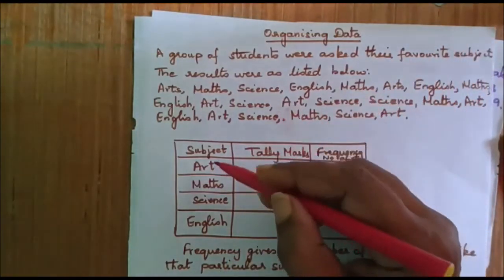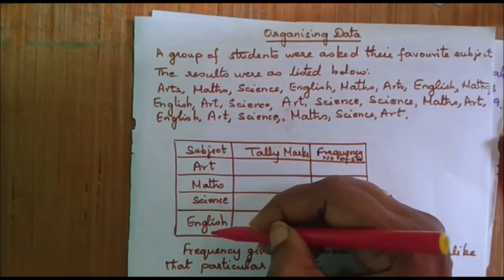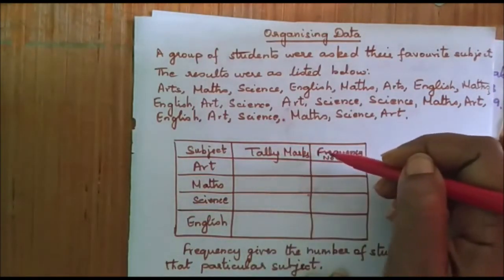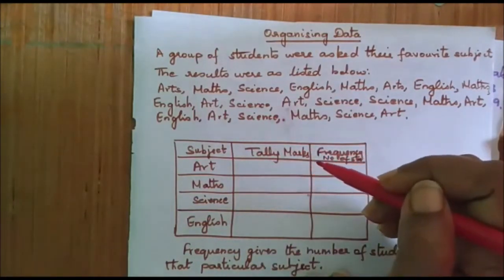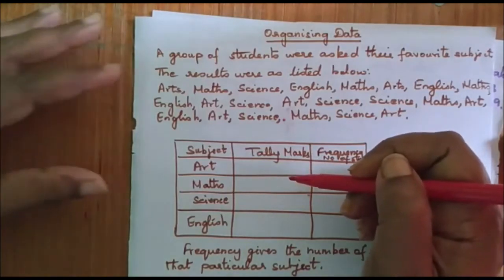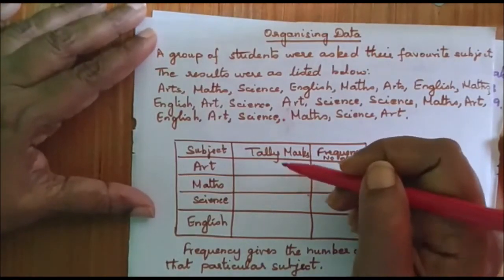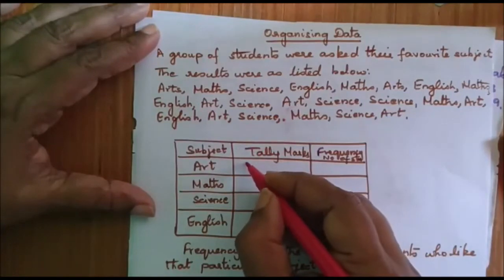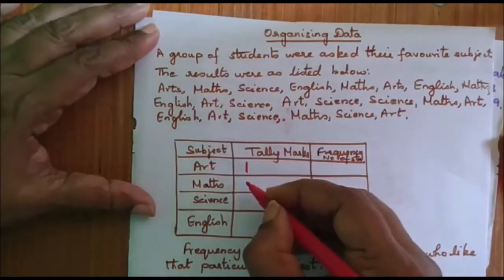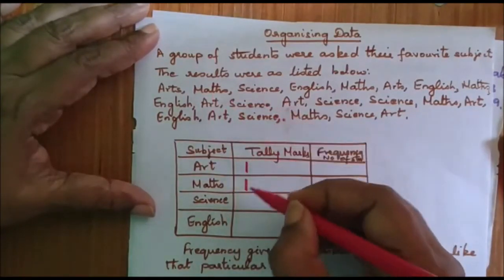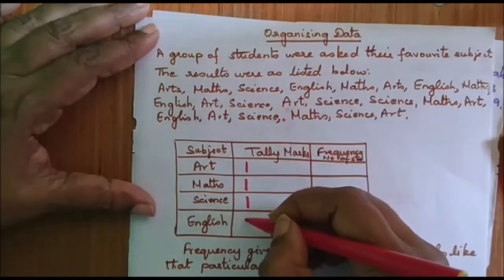How can we do it? We'll arrange the subjects in one column, then tally marks and then number of students. Okay. Now what do you mean by tally marks? Let me first take arts. Arts comes here one time. Then it is maths, it comes here. Then I have science. Then I have English.